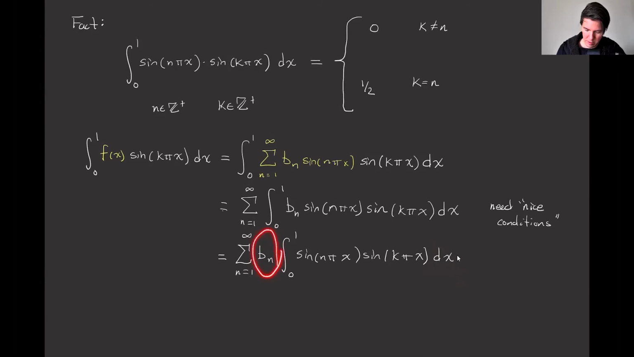So indeed, we can pull out b sub n. We could not pull out, let's say, sine n pi x, for instance. That we couldn't, because that has an x.